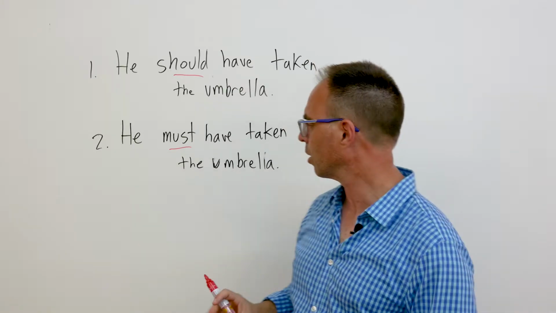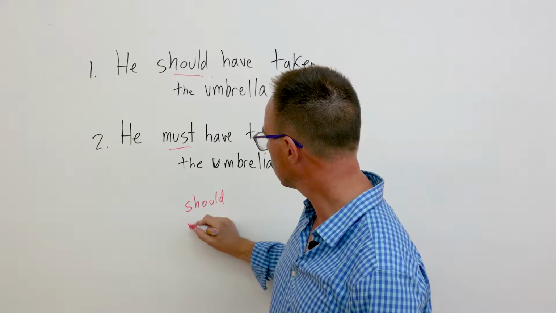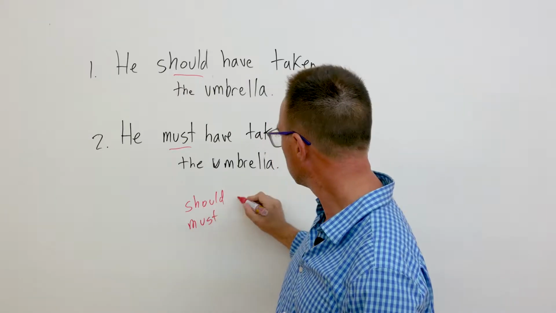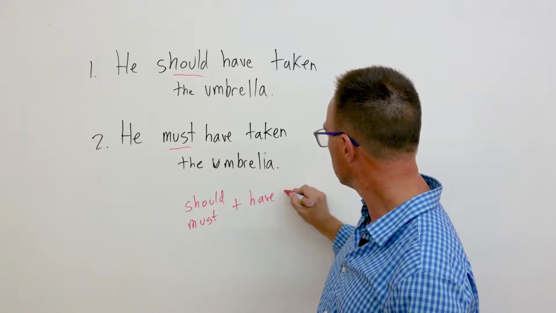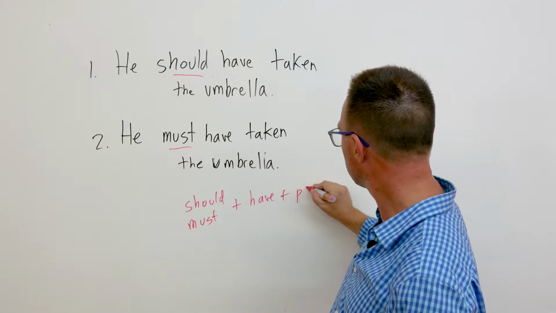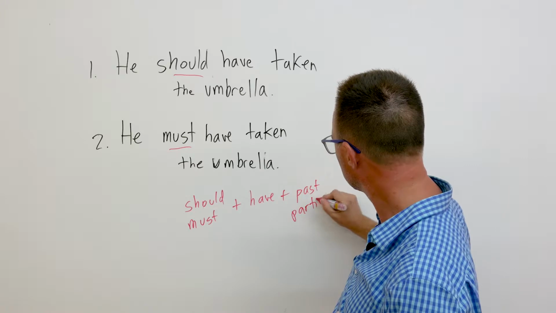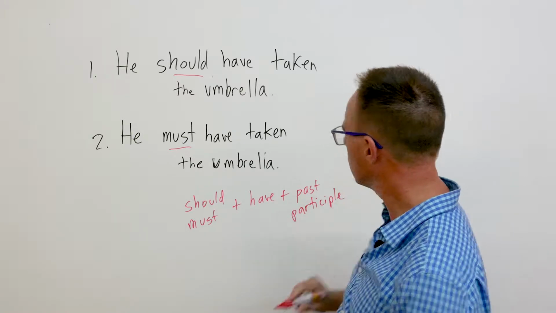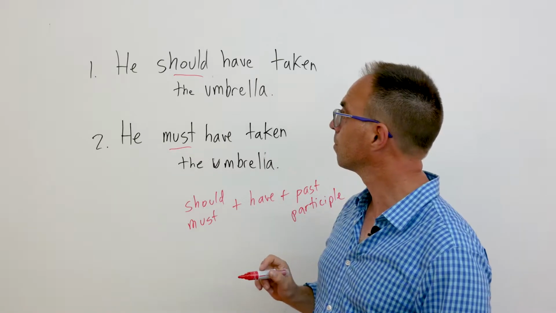What structure are we talking about here? Should or must, plus have, plus past participle. Okay? Now what's the difference between these two sentences?